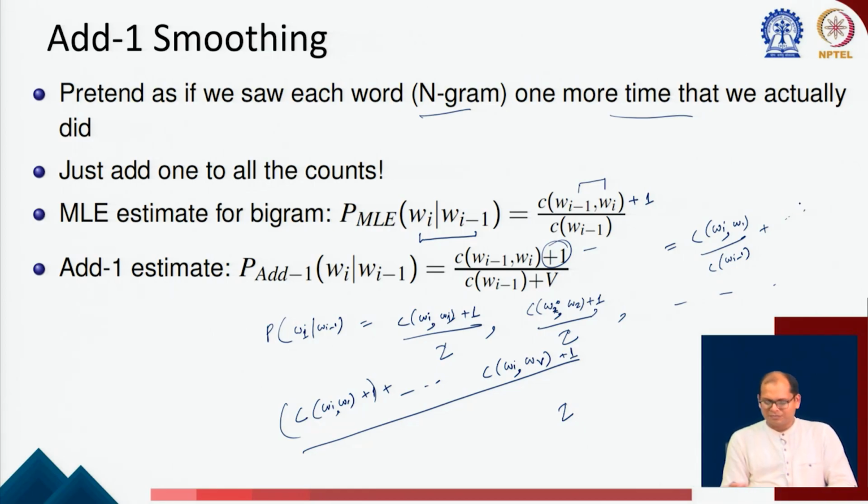So the way it is done, you are adding a plus 1 to all. To ensure that it is normalized, you are adding plus 1 V times. So in the denominator also you add a V, okay? And that's how it is normalized, they add up to 1. So this is the add-one smoothing formula. You add a 1 in the numerator, and to normalize that so they add up to 1, you add a plus V in the denominator. V is nothing but the vocabulary size.